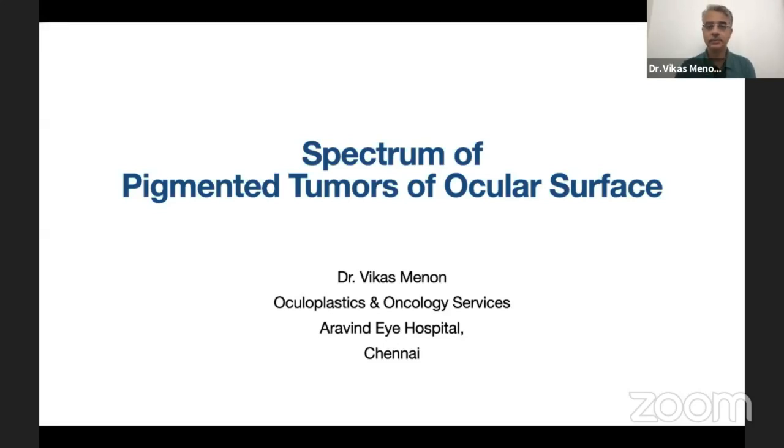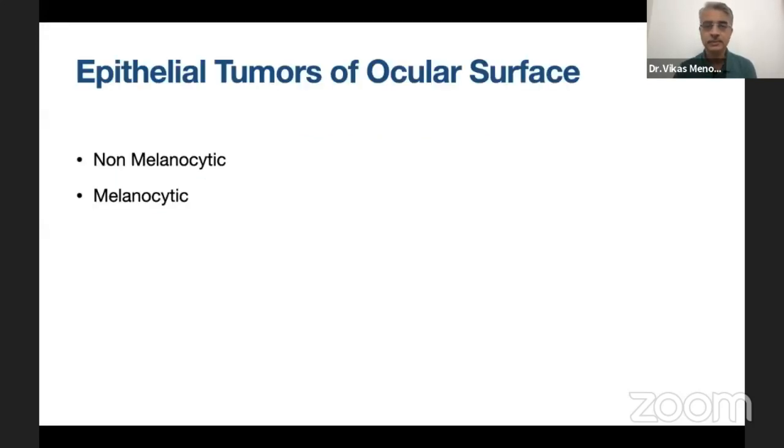So I'll be first talking about the pigmented tumors. Broadly speaking, whenever we are talking about tumors of the ocular surface, we are talking about commonly epithelial tumors. There are stromal tumors, but those will be covered by the next speaker. Now, when we talk about epithelial tumors of the ocular surface, there can be two types that we consider based on the color of the tumor at presentation. One is the pigmented tumors, those we call melanocytic, and the others which are non-pigmented or non-melanocytic types.